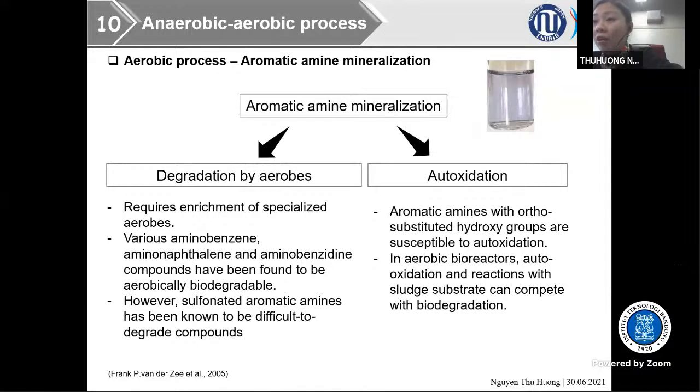Aromatic amines with an ortho-substituted hydroxy group are very susceptible, very easy to oxidize. Many aromatic amines such as aniline, aminobenzidines, or naphthylamine were found to oxidize to a dark color polymer with low solubility that can be removed from the aqueous phase. Overall, this is still an interesting but complex process, and we will likely study it in the future, maybe.